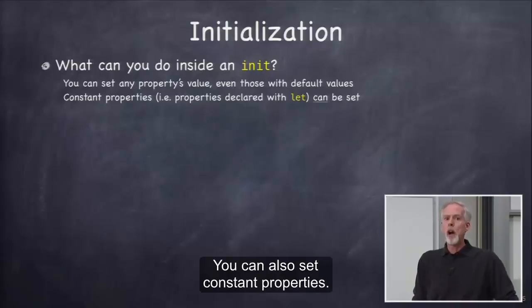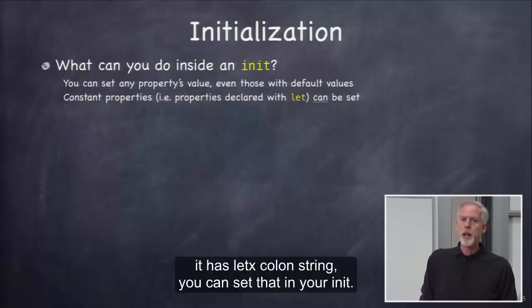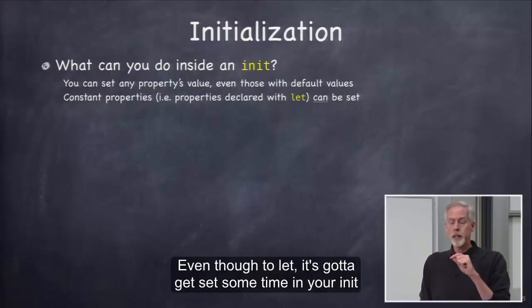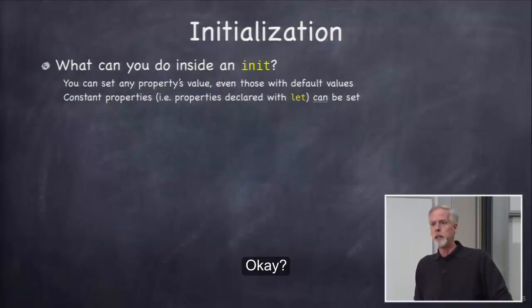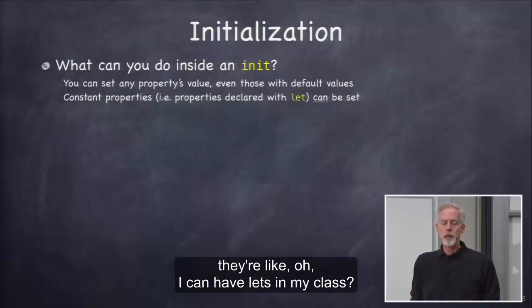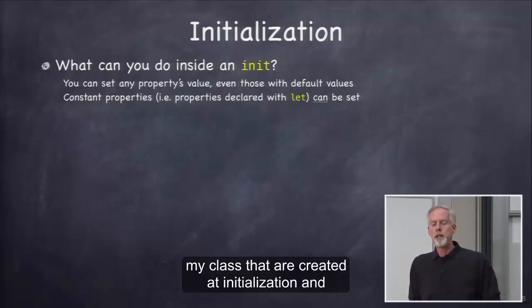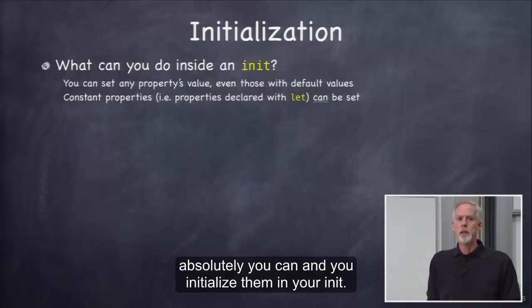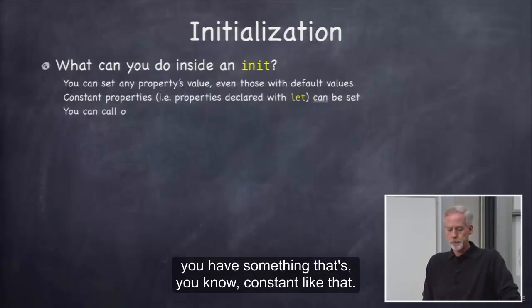You can also set constant properties. So if you have a struct or a class and it has let x colon string, you can set that in your init. Even though it's a let, it's got to get set sometime. In your init is when you can set it. You can also say equals something, but you could also set it in your init. People sometimes don't realize, oh, I can have lets in my class. I can have constants for my class that are created at initialization and stay the same for the whole lifetime of my instance, and absolutely you can. And you initialize them in your init. That's actually good practice if you have something that's constant like that.